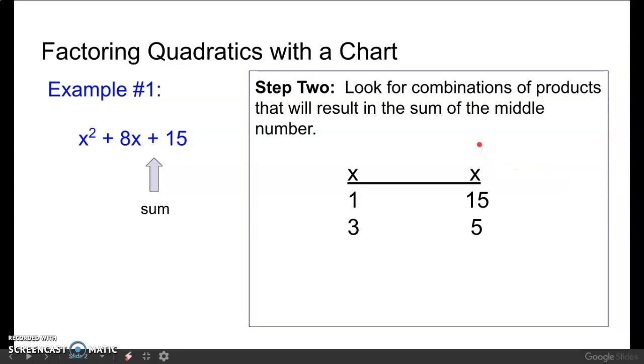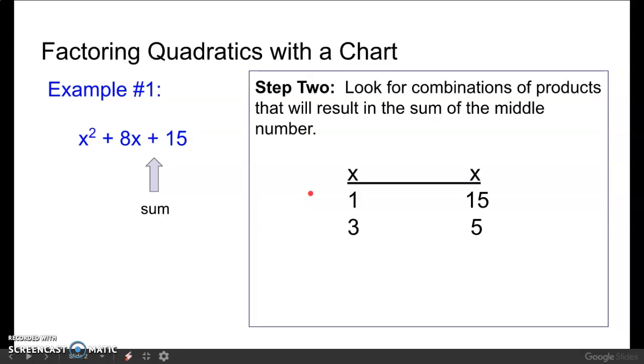Okay, the second step is to look for combinations of products that will result in the sum of the middle number. So I want to say this first. This is a sum because in front of the 15 there is a positive. If this were a minus sign or a negative, you'd be looking for a difference, and I'll show you one like that in a bit.